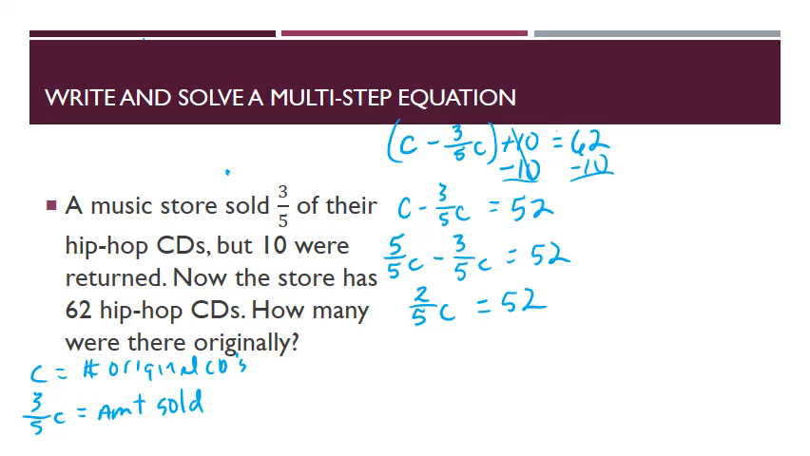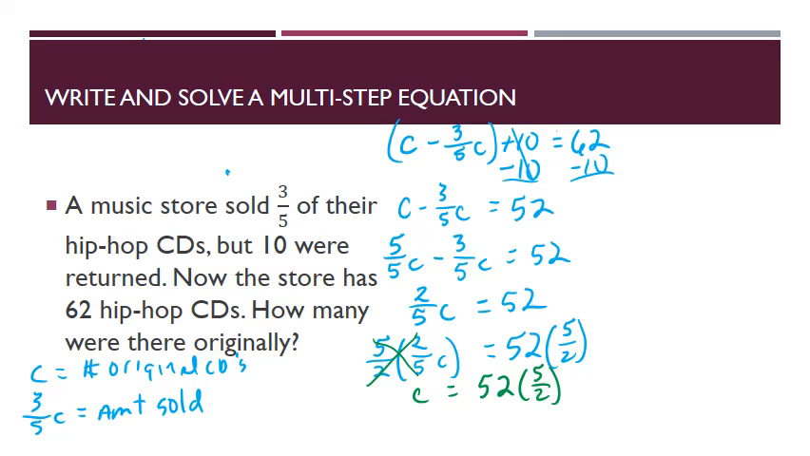Now, the inverse of 2 over 5 is 5 over 2. And so if I want to isolate the C, then I can multiply 5 over 2 times 2/5 C, and what I do to one side, I must do to the other, 52 times 5 over 2. Well, over here on the left-hand side, these are going to cancel and just leave me with C. And so now C equals 52 times 5 over 2.